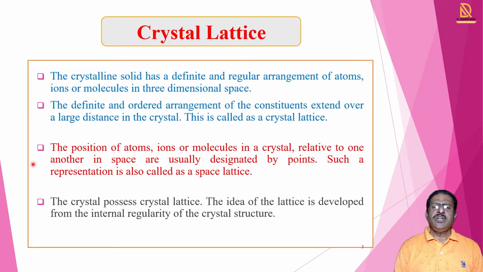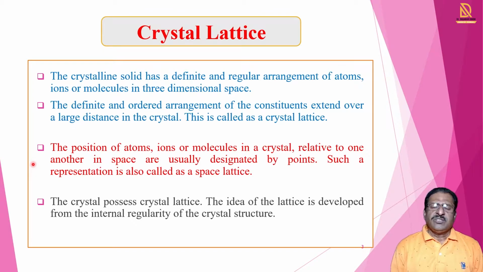So we see in detail about the crystal or crystal lattice. Crystalline solids have a definite and regular arrangement of atoms, ions, or molecules in three-dimensional space. Such a crystalline lattice has a definite and ordered arrangement of the constituents, and such constituents extend over a large distance in that crystal, and that is called the crystal lattice.